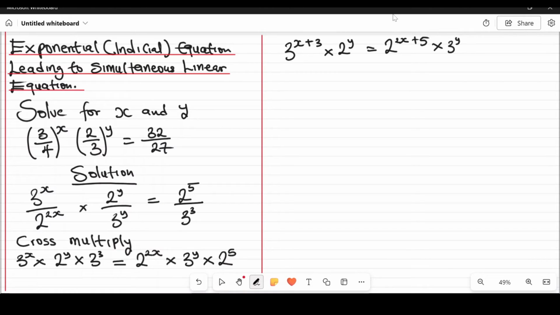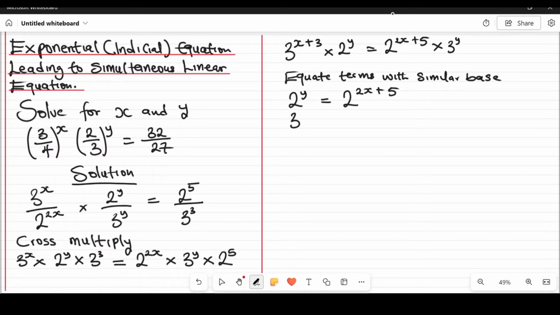The next thing we do here is to equate terms with similar base. We have that this becomes 2 raised to the power of y equal to 2 raised to the power of 2x plus 5, and we have 3 raised to the power of x plus 3 equal to 3 raised to the power of y. Let's call here equation 1 and let's call here equation 2.